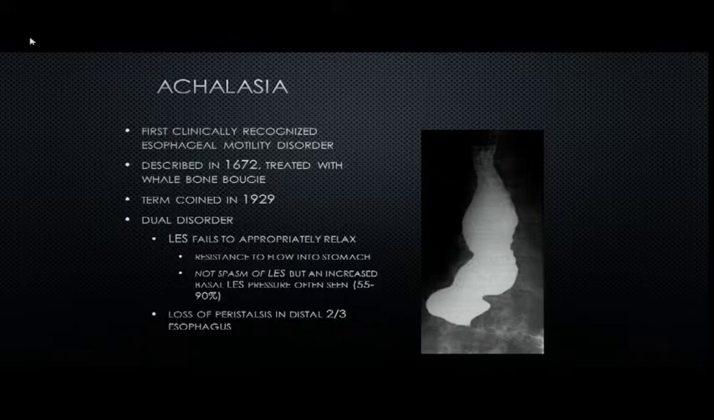The lower esophageal sphincter does not relax, and there's a higher tone. Remember, instead of the 30 millimeters of mercury tone, it's closer to 60 to 90. It's not a spasm, but it's a continued lower esophageal tightness, so to speak, and the pressure there can be measured through manometry. Loss of peristalsis in the distal 2/3 of the esophagus is important, and this is the bird beak sign that you see on esophagography.